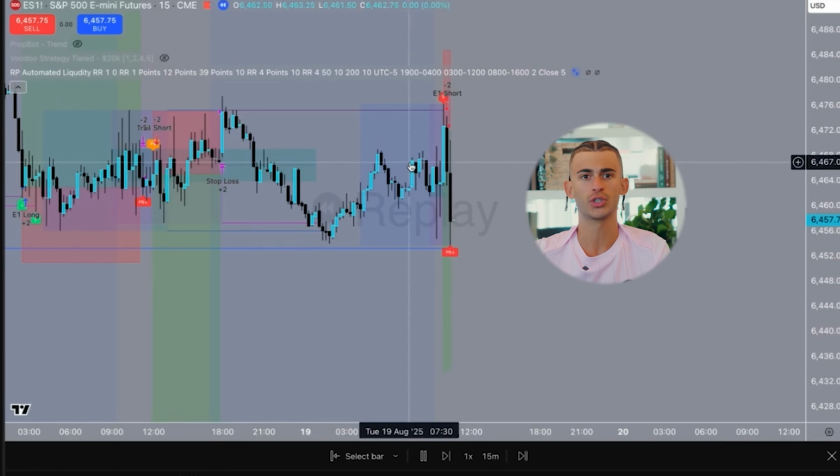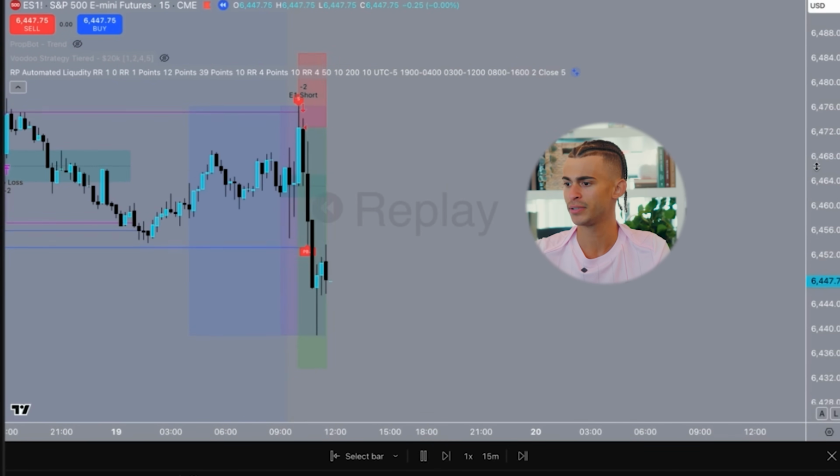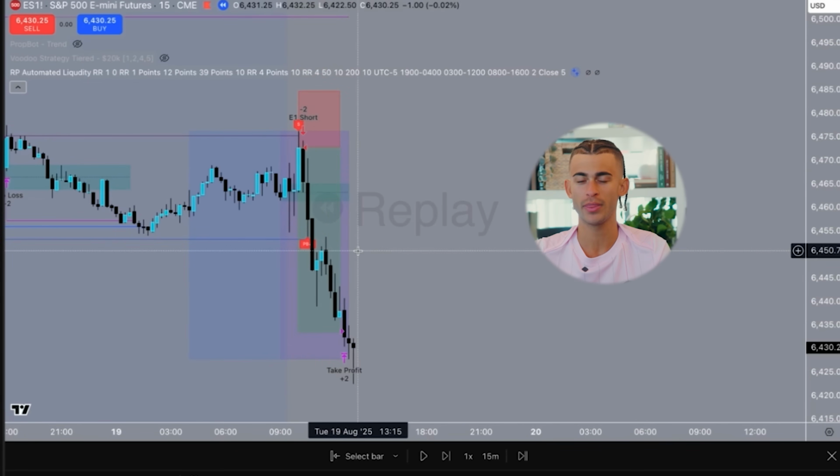Boom, we just entered some shorts right there. We are targeting 40 points with a 10-point stop loss. Let's see what happens. Wonderful, take profit. Just made 40 points right there. That trade would have made us around $4,000.